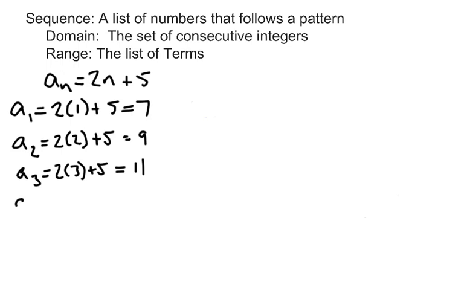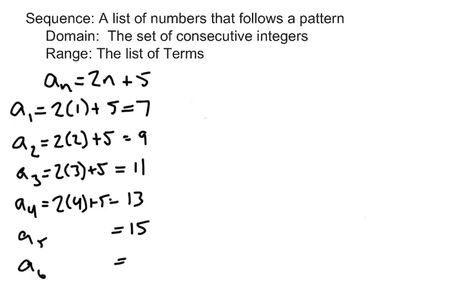But we notice that we add 2 every time. So I'm thinking that when I get to the fourth term, it should be 11 plus 2, which is going to be 13. But let's check it out. 2 times 4 plus 5, yeah, it is 13. So then the fifth term would be adding 2 to 13, or getting 15. The sixth term would be adding 2 to 15 to get 17. So all of these numbers are the terms in our sequence. That makes up the sequence.